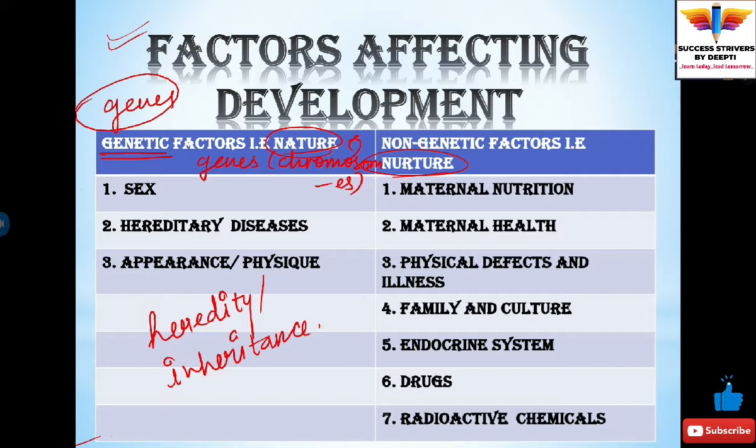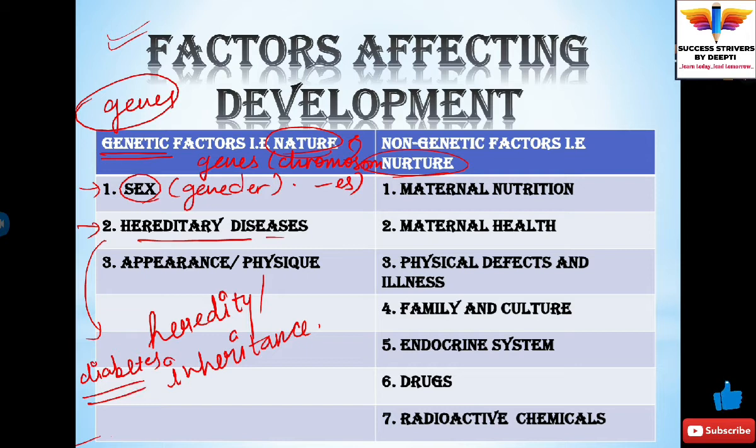So these factors are, number one, the sex, that is the gender. It can be male or female or a transgender too. The second one is hereditary diseases. For example, an individual's father is having diabetes, so the individual tends to have diabetes automatically. This is because of the genetic factors, that is the nature of an individual.